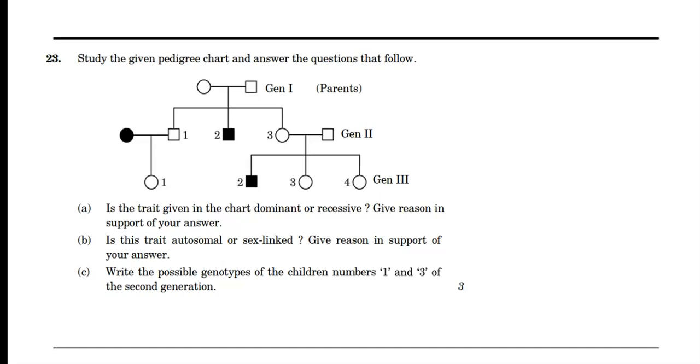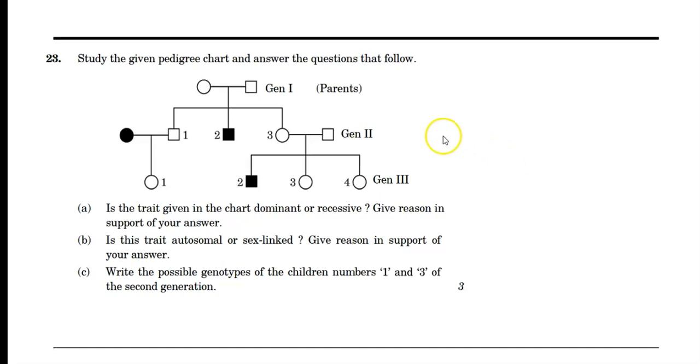Here is one important question, from the study of pedigree chapter, and the questions will usually be the same. The first, A part, will be finding out whether it is dominant or recessive, and B part will be whether it is autosomal recessive or sex linked. Then finding out any two children's genotype. That will be the third question.